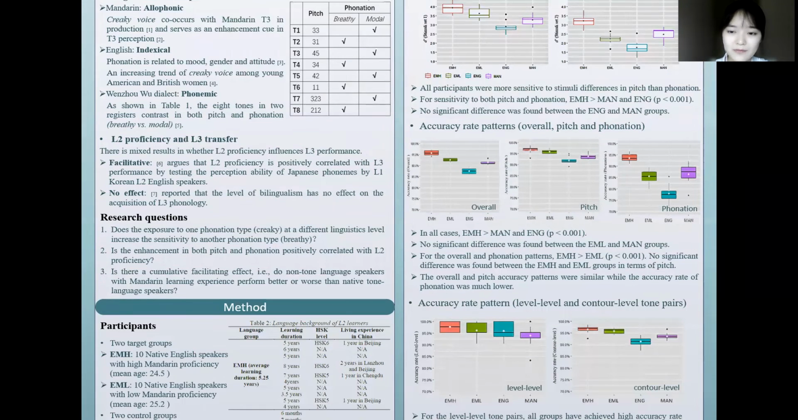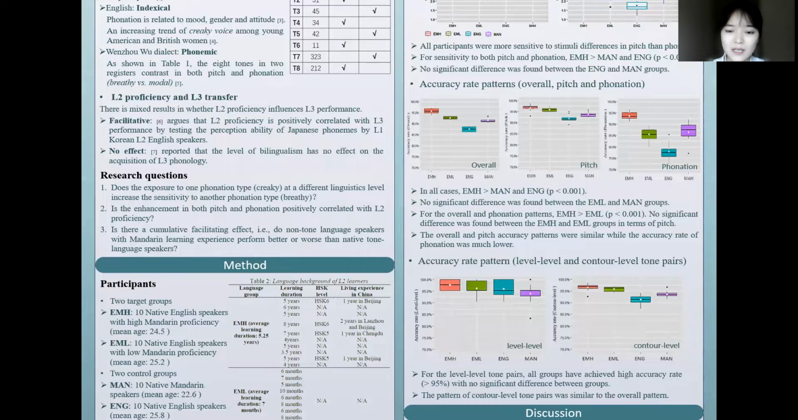Then, we conducted 5 one-way ANOVAs to test whether there is a significant difference between language groups in terms of the accuracy rate. First, let's have a look at the overall pitch and phonation patterns. We found that in all cases, the accuracy rate of the EMH group was significantly higher than that of the ENG and MAN groups. No significant difference was found between the EML and MAN groups for the overall and phonation patterns, which are shown in the left and right panels.